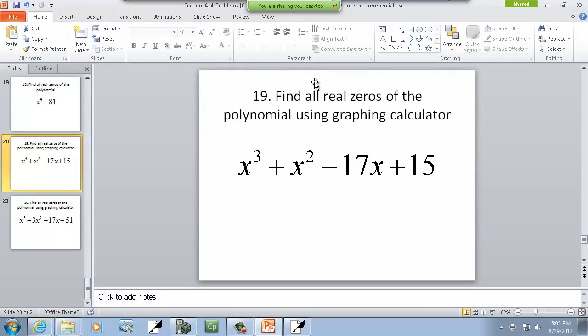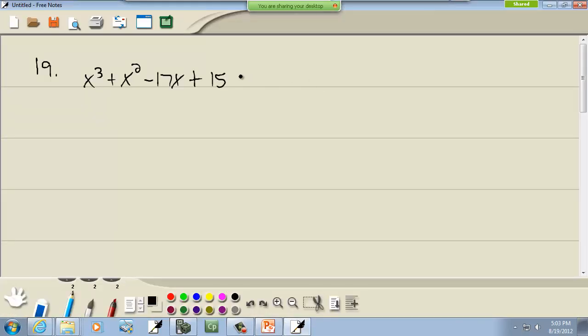And this says find all the real zeros of the polynomial using the graphing calculator. To find all the real zeros means we'll set it equal to 0. Now, we're going to put this on y1, and we're going to put this on y2. So let's take a look at this.